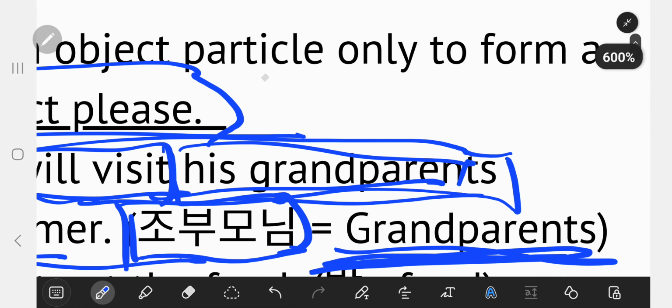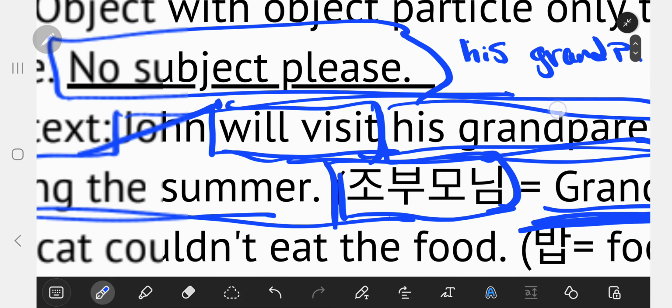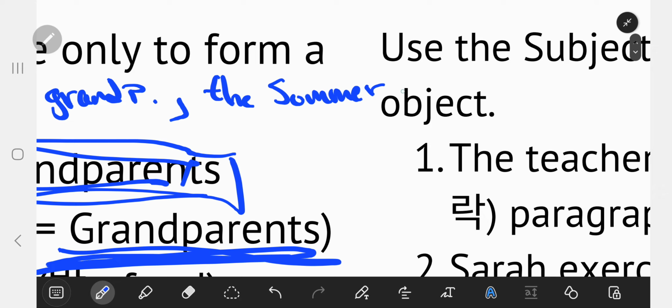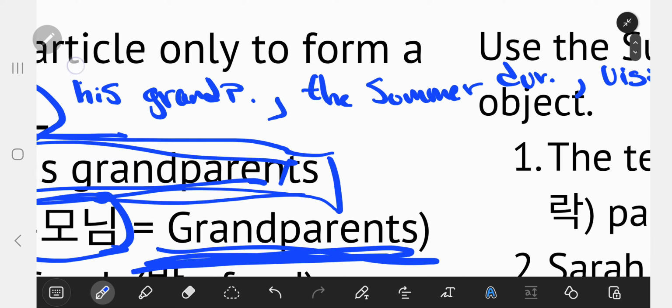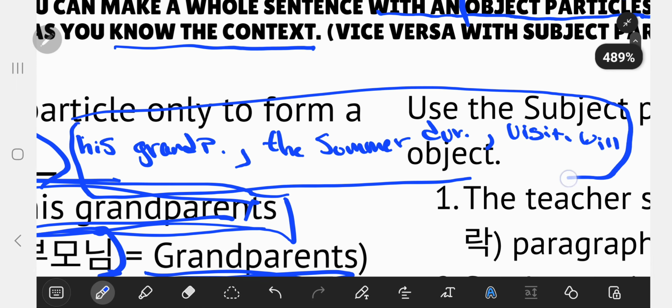So without saying John, I'll say his grandparents. I'll just say grandparents. And then the summer during, and that's pretty much a time frame. That's not an object or a subject. The summer during, I'll do that. Visit will. Okay, so just look at this sentence for now. If you can see it, you're missing either the subject or object, right?